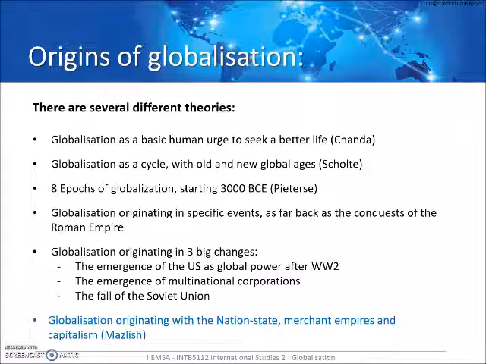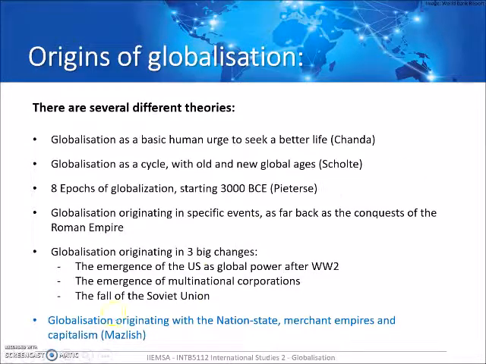You have another theory, which you also find in your book, that says that globalization originated in 3 big changes. One, the emergence of the US as a global power after World War II. The second one, the emergence of multinational corporations as an international player, and the fall of the Soviet Union, which eliminated communism and socialism as a type of structure or of organization of society, and therefore paved the way for a neoliberal society that was driven by the US. So this is another theory.